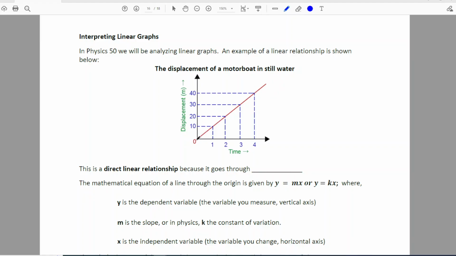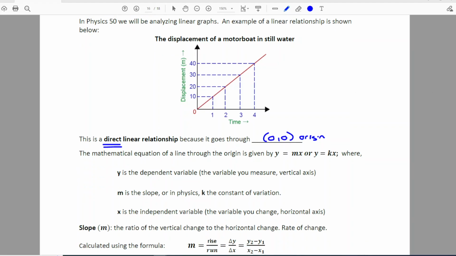So what this is showing is that your displacement is increasing as time increases at a constant rate. We call this a direct linear relationship because it went through the origin, which is (0, 0). We will only be looking at direct linear relationships when we graph. Otherwise, we have to look at what y-intercepts are, and it just becomes a little bit more confusing. So even if you are doing that in Math 50 right now, we don't have to. We can all put it through (0, 0).